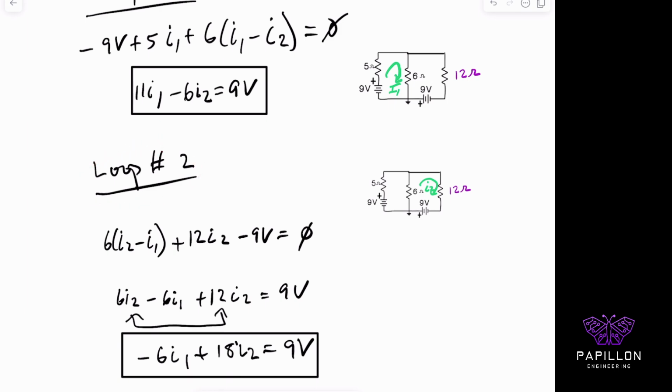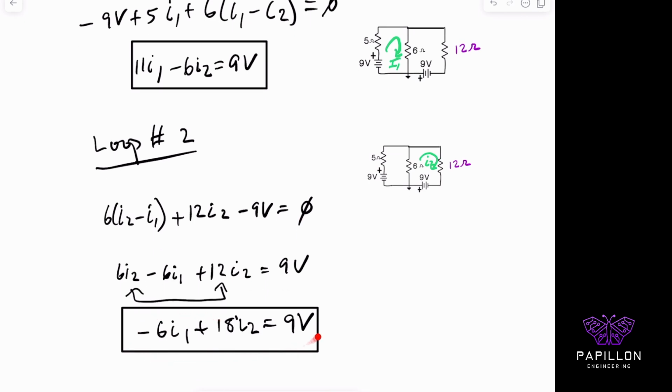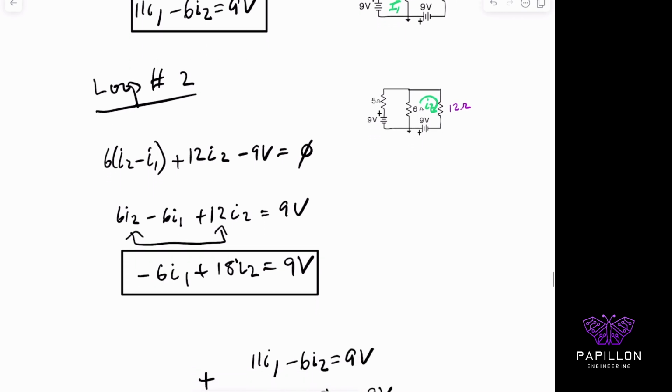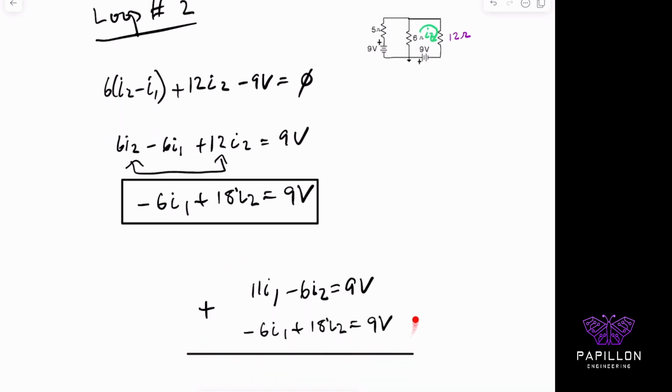Repeat that for our loop number 2. I'm starting at this corner again. So I have 6 times i2, I'm in loop 2, minus i1 plus 12i2, right? Minus 9 volts equals 0. Finally, I simplify that to this form over here. Okay, I put both of those equations together, so I have both equations. And notice here, if I try to combine them outright, I'm still going to end up with two unknowns. We have 5i1, and here you would have the 12i2 equals 18 volts. So it doesn't really get you anywhere.